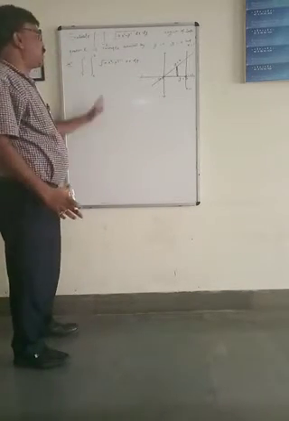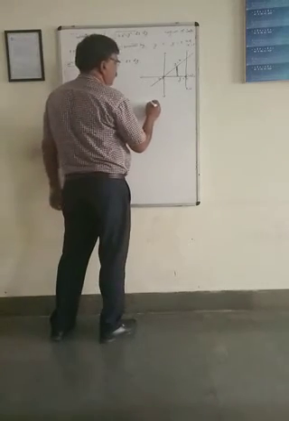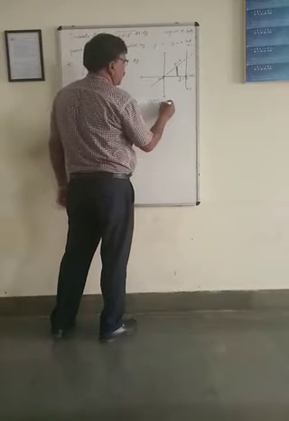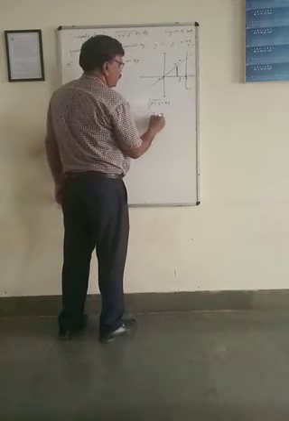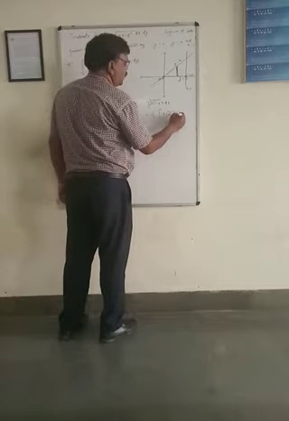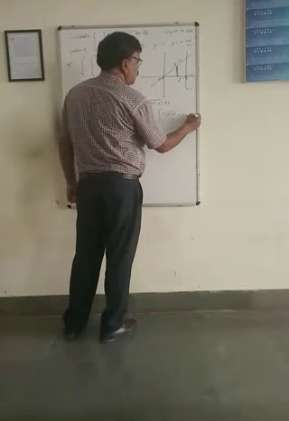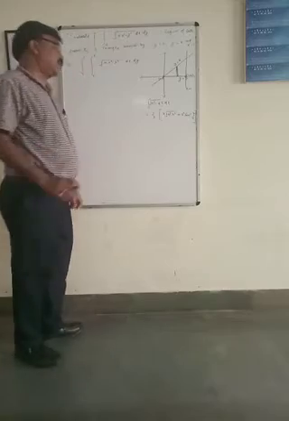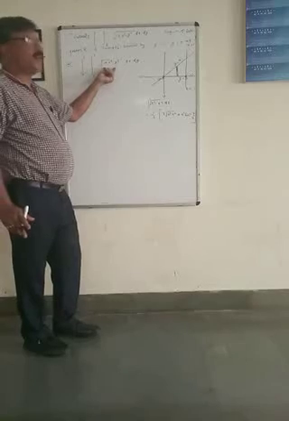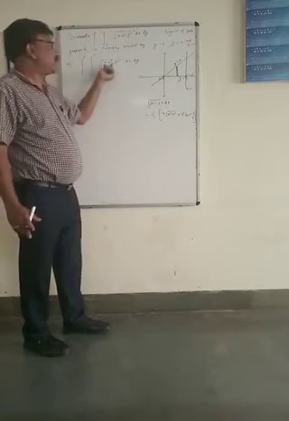Now we have to integrate this integrand. So we have a formula of integration: integral of root a square minus x square dx is equal to 1 by 2 x under root a square minus x square plus a square sine inverse x upon a. This is the formula. We have to apply this form in order to find the integration of this. Both are the same form.